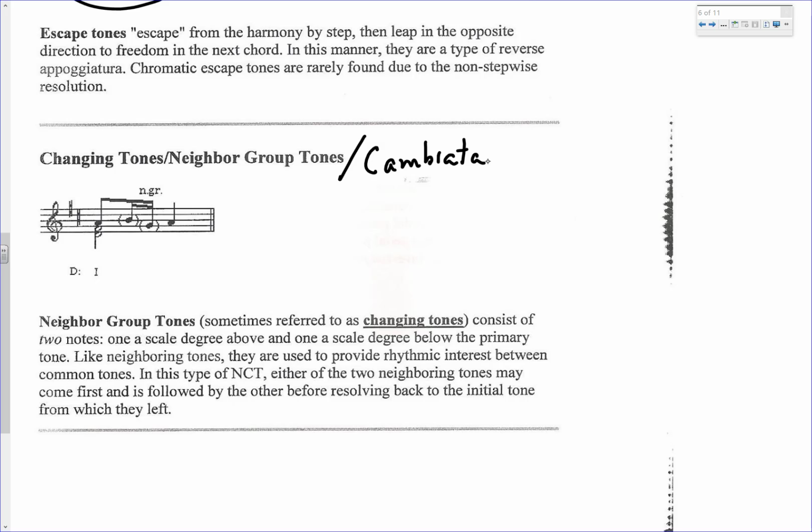So in other words, it doesn't have to be the order of B to G, it could be G to B. It's still going to be approached by step if I do it that way. So here's what's written. This would also be cambiata or changing tone or neighbor group. I just simply reversed the order of the B and the G there.